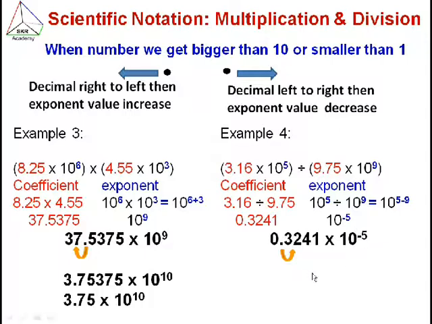So decreases means we have to write the answer like this: 3.241 times 10 to the power minus 6. So minus 6 is lower than minus 5. So the final answer, after the significant figure rule, will be 3.41 times 10 to the power 6.